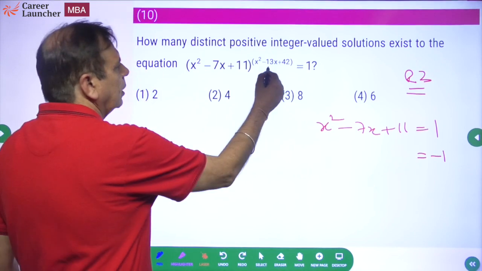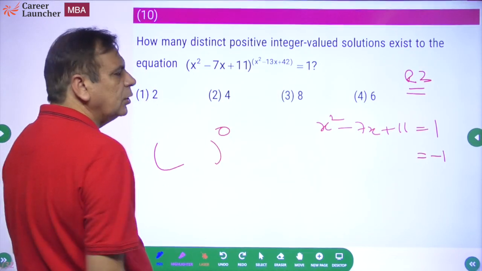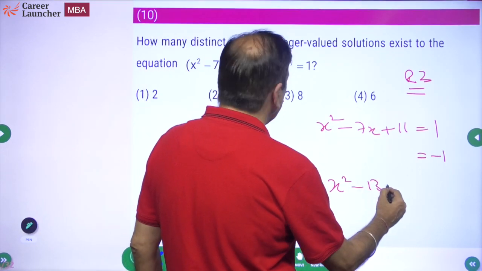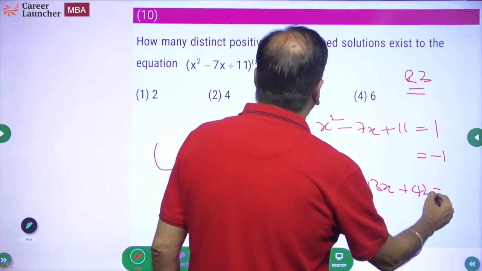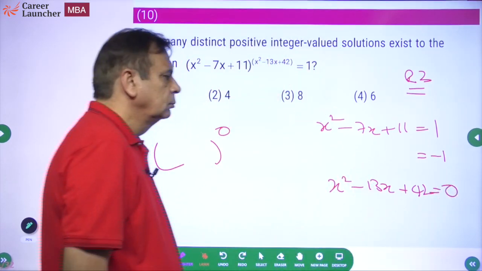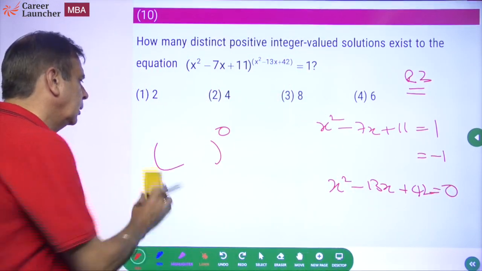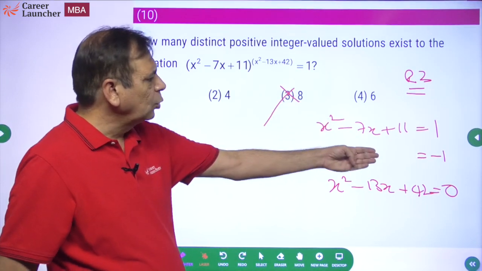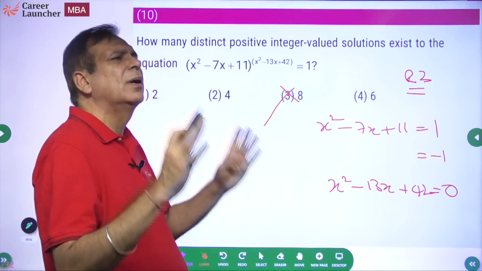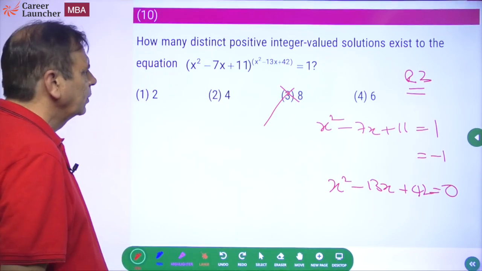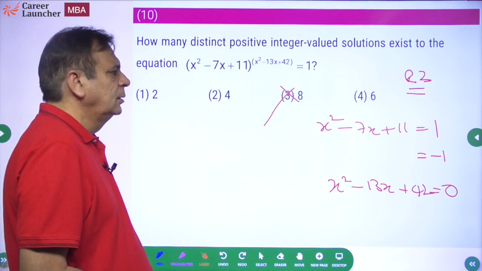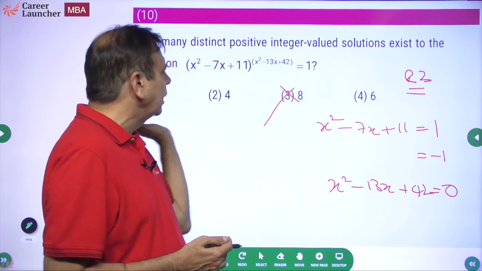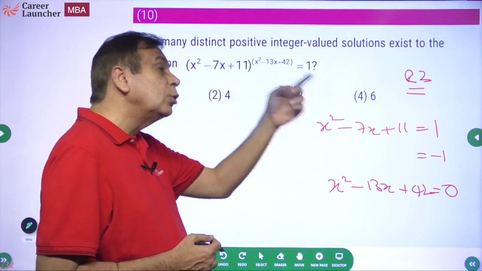What will be the third case? Anything to the power 0 is equal to 1. So the third case will be x square minus 13x plus 42 equal to 0. 3 cases to be checked out. Now, the answer cannot be 8. 2 roots for this, 2 roots for this, 2 roots for this, it won't be more than 6. The answer cannot be more than 6. Okay, but you still have to check. Supposing you find this has no real roots, then obviously one of the equations has no real roots, then 2 disappears, 4 or 6 remain. But you have to check all of them.